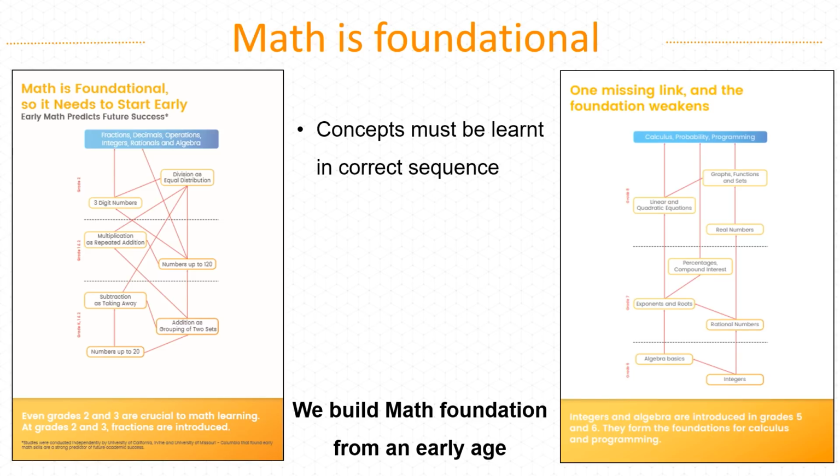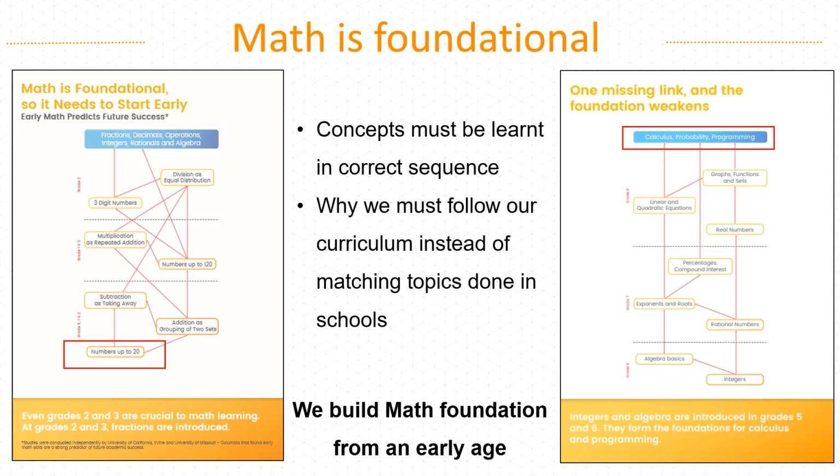So concepts must be learned in the correct sequence to ensure foundations are strong. Use these 2 pages to establish that something as basic as number sense is ultimately very critical for advanced topics like algebra and in later years calculus, probability and programming. This will be a good point to talk of when parents ask you why we must follow our own curriculum instead of matching the topics that are done in schools.